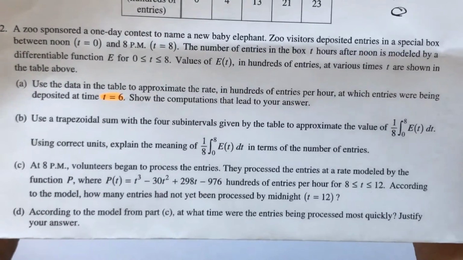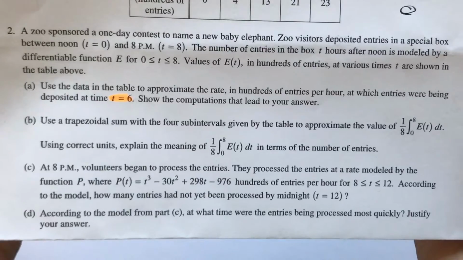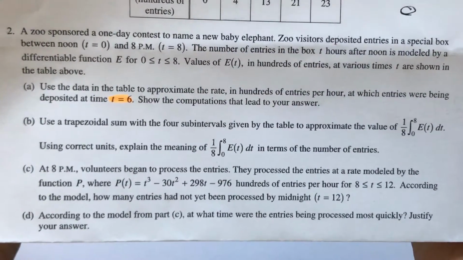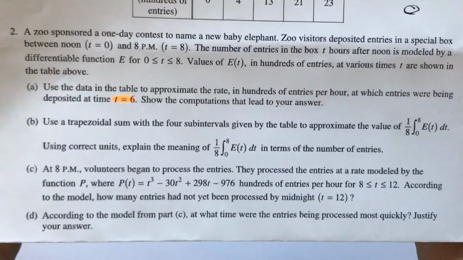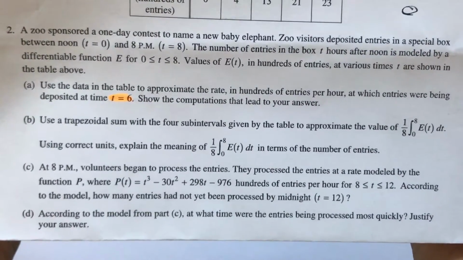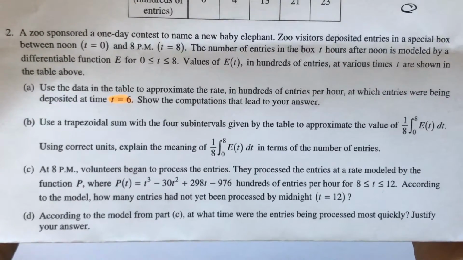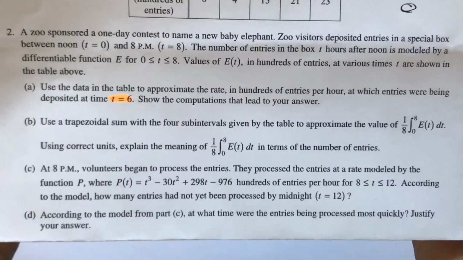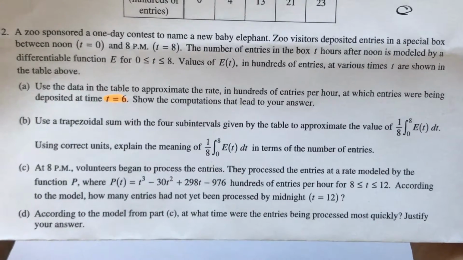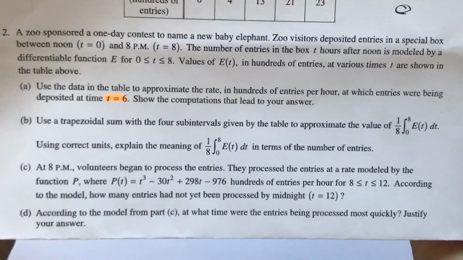Volunteers began to process the entries. They processed the entries at a rate modeled by the function p, where p of t equals t cubed minus 30t squared plus 298t minus 976 hundredths of entries per hour for 8 is less than or equal to t, which is less than or equal to 12. According to the model, how many entries had not yet been processed by midnight, t equals 12?